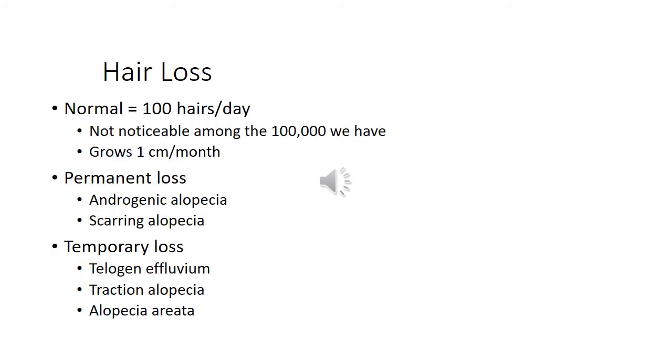Now we come to the hair disorders, of which hair loss is very important. Normal loss is 100 hairs per day, not noticeable among the 100,000 we have; hair grows 1 centimeter per month. Permanent hair loss occurs especially in androgenic alopecia and scarring alopecia. Sometimes there is temporary hair loss, especially in phases of growth: telogen effluvium, traction alopecia, and alopecia areata.